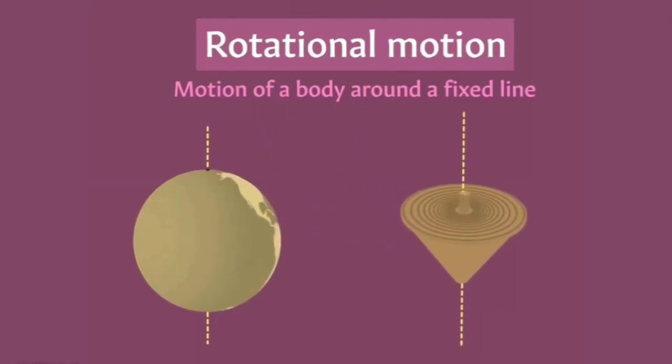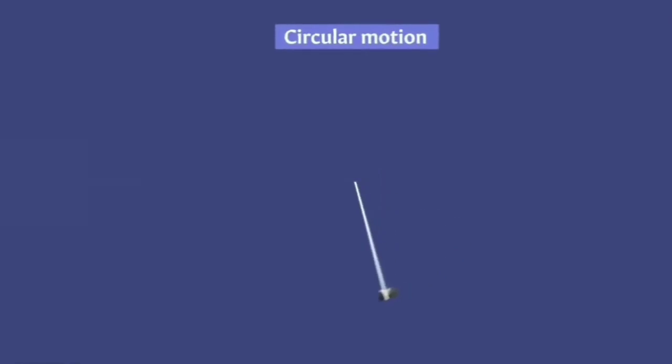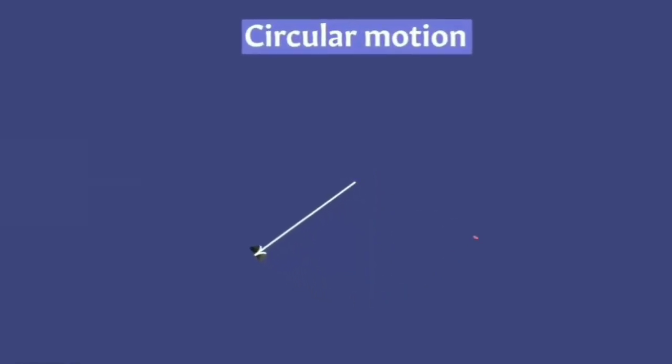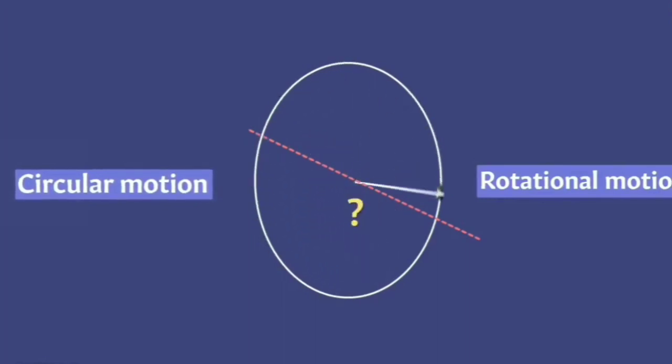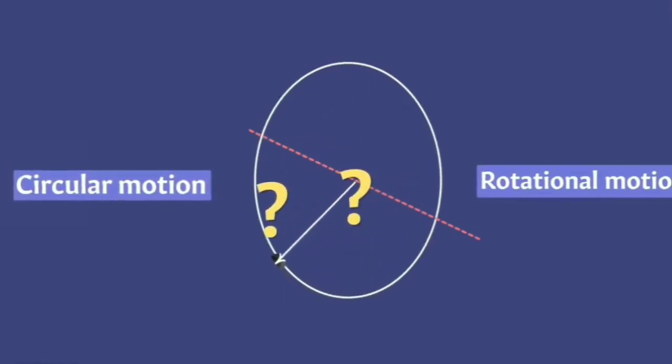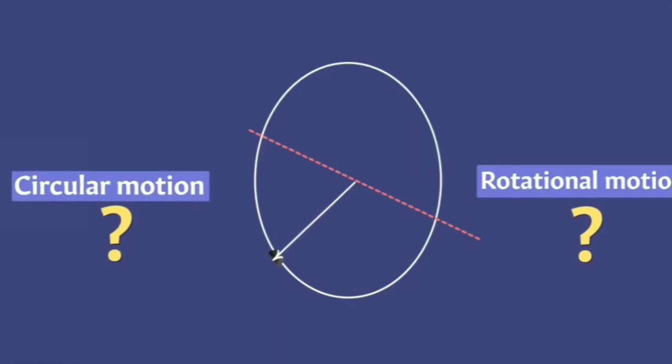But wait a moment. Let's go back to the example we discussed earlier. When this object was whirled around in circles, we said that it was performing circular motion. But here, if we take this line as our axis of rotation, then we can also say that the object is performing rotational motion around this fixed line. So what is the motion of this object? Circular or rotational? What exactly is the difference between the rotational and the circular motion?